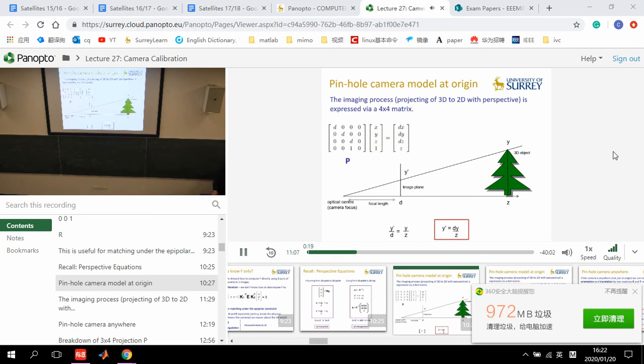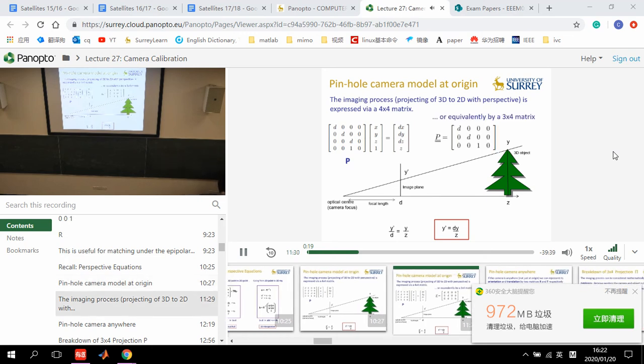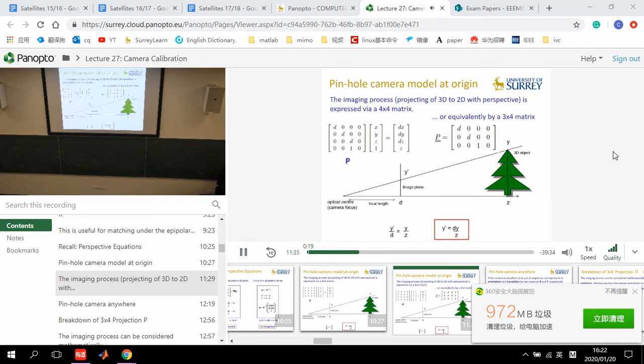So we say that y prime over d is equal to y over z, and then if we multiply both sides by d, we get this expression which directly lets us recover the apparent height of the tree on the image plane, and we could do this for x as well. And this transformation is encoded in this 4x4 matrix, and we also covered the shorthand version of this. Why do we have a shorthand version? Because we don't care what the z coordinate is after this projection. We're going from 3D to 2D, so we're dropping the third row of that matrix in the 4x4 format.